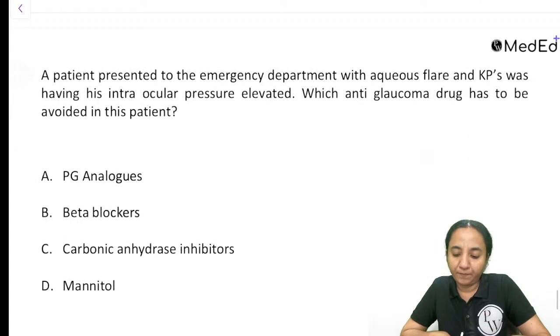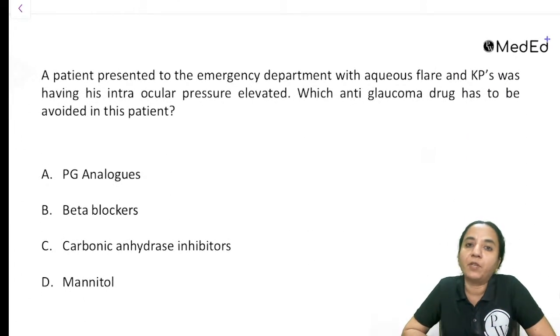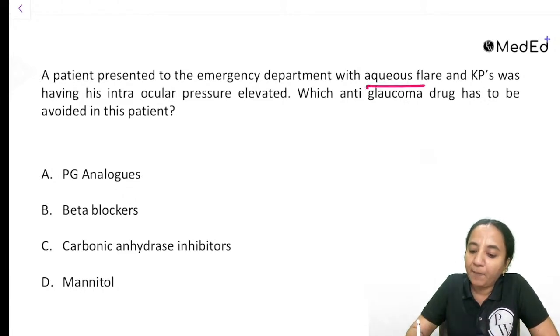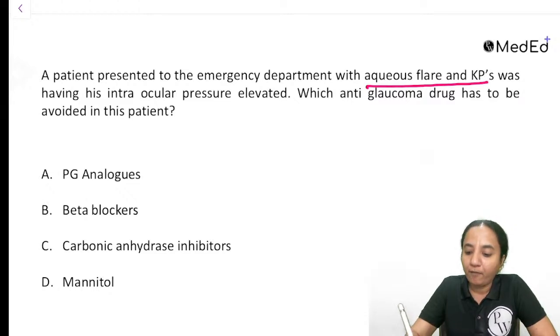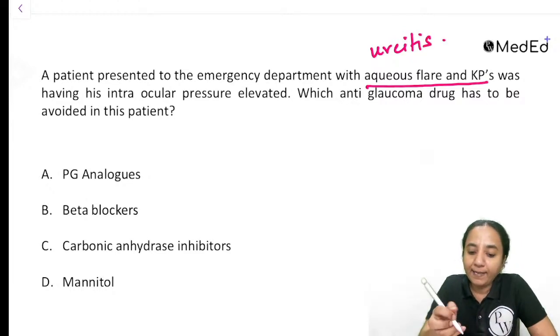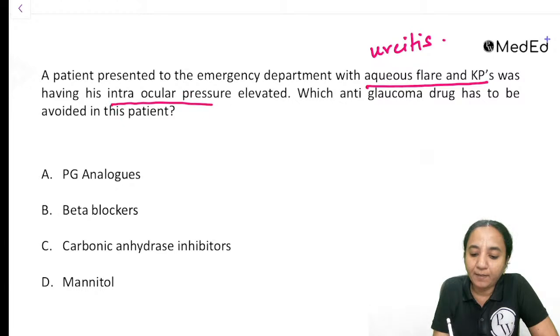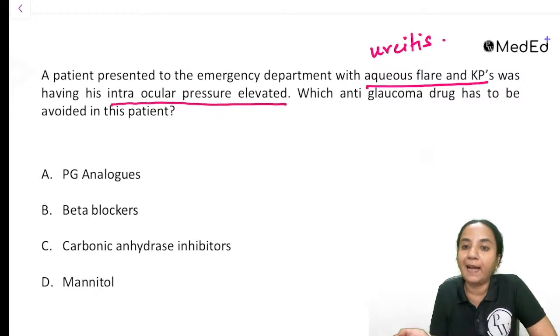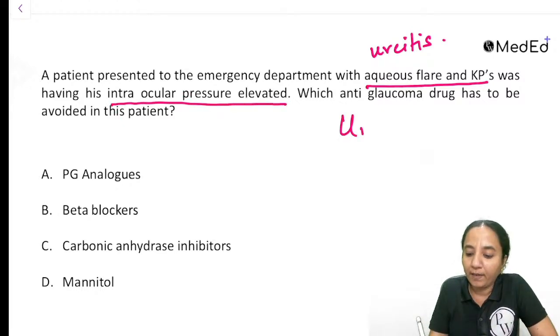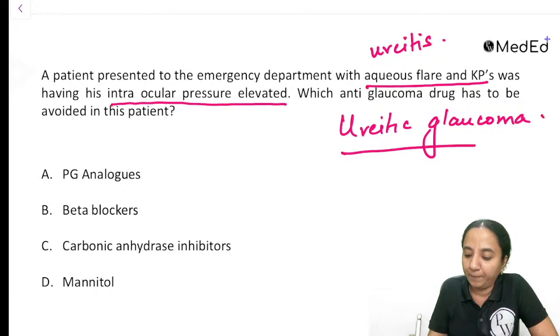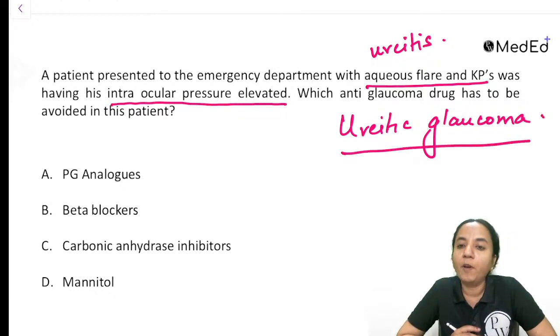Next question. A patient presents to the emergency department with aqueous flare and KPs. So aqueous flare and KPs give us what diagnosis? Where do we get keratic precipitates and aqueous flare? We get it in uveitis, right? So uveitis. And his intraocular pressure, IOP, is elevated. So there is uveitis and there is also high IOP. So what is the diagnosis? It is uveitic glaucoma, or we can say inflammatory glaucoma. Uveitic glaucoma or inflammatory glaucoma.